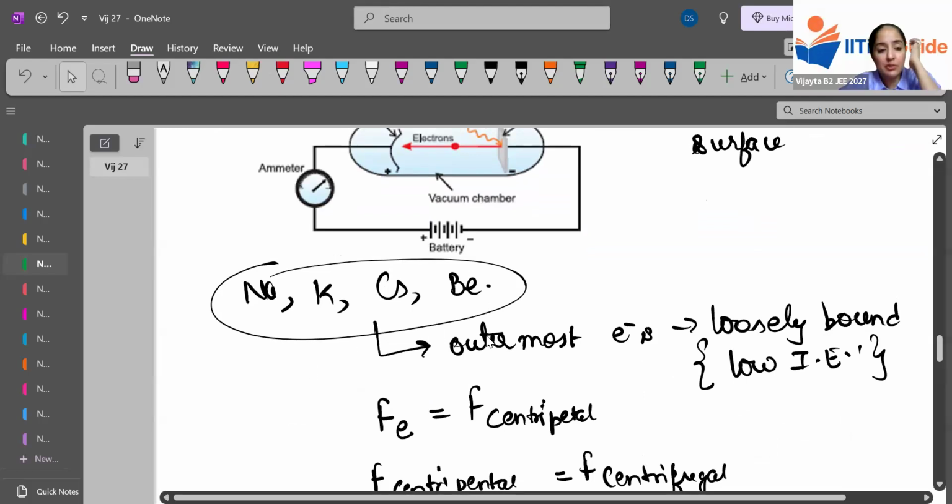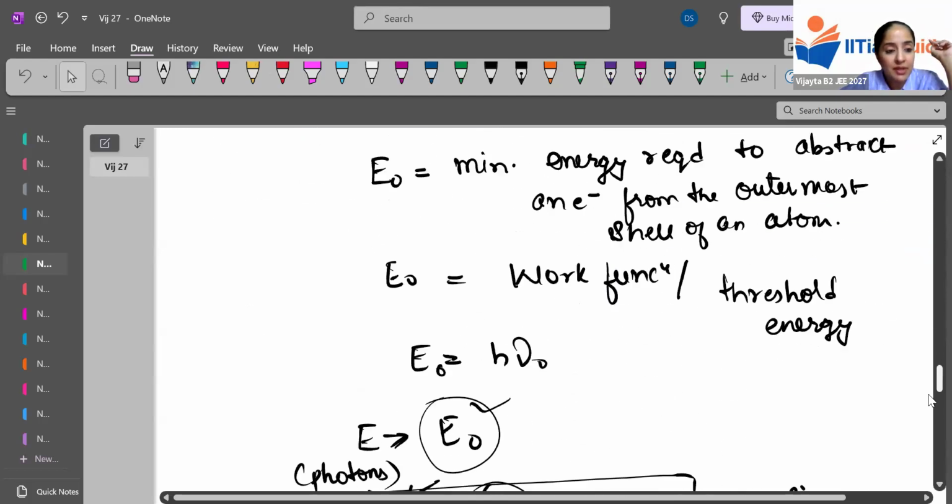So these are the few metals which Hertz also used while designing the experiment. If you are done with reading what I have taught you and understanding the two cases, can I ask you another question? JEE Mains 2018, PYQ.